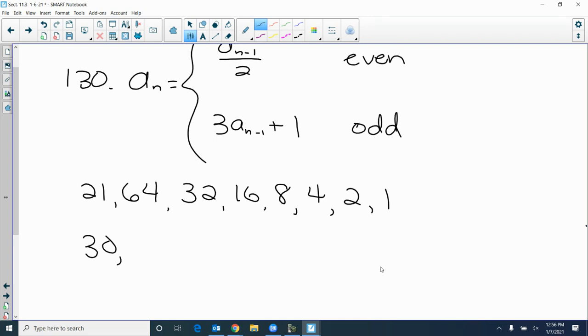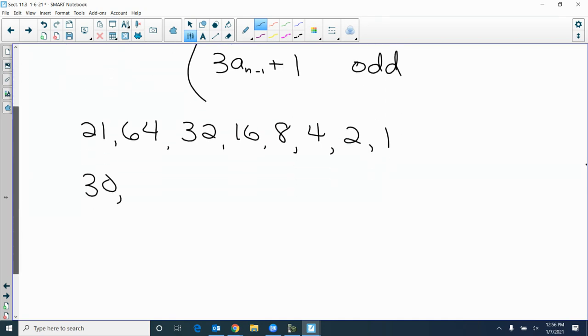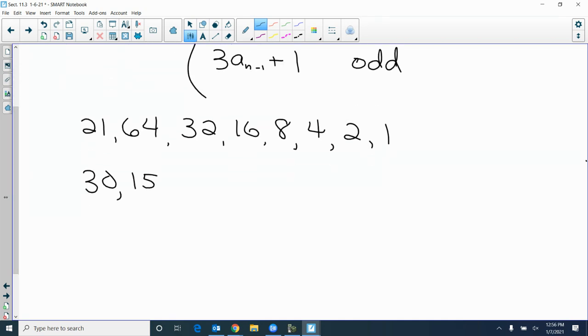So 30, you're gonna have to help me out if I make a mistake here. We cut that in half. I at least wanted to cut it in half and get an odd number. So 15. 3 times 15 is 45 plus 1. 46. Cut that in half. 23. 70, right? 35. Cut it in half. Oh, another odd number. 105, 106, cut it in half, 53.